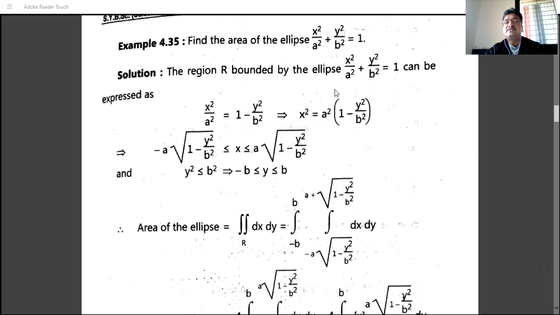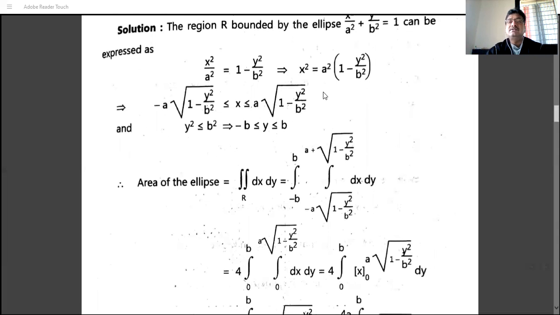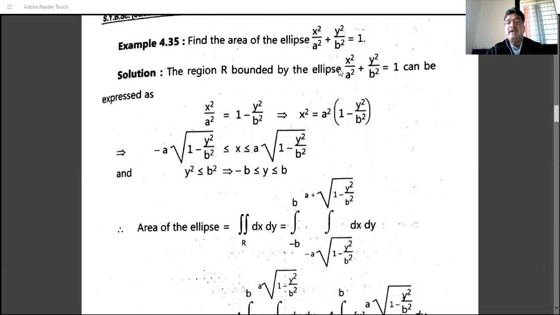Then the procedure is the same, that is from this equation find the two values of x. So what are the two values? x square by a square is 1 minus y square by b square, and then multiply by a square, and therefore we have x is minus a root 1 minus y square by b square, and plus a root of 1 minus y square by b square. And then substitute x as 0 in this equation.